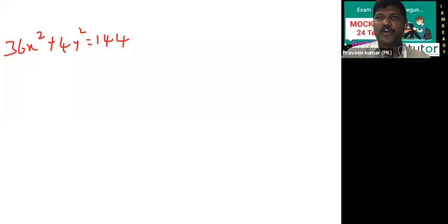Question I wrote on board. 36x square plus 4y square equal to 144. I hope question is visible to everyone. Yes or no? Everyone, question is visible.